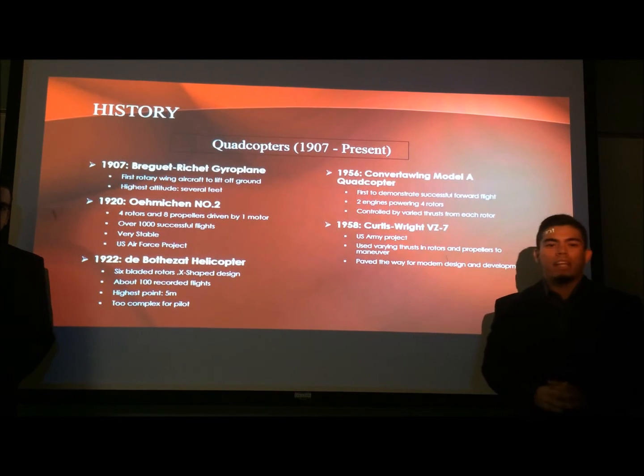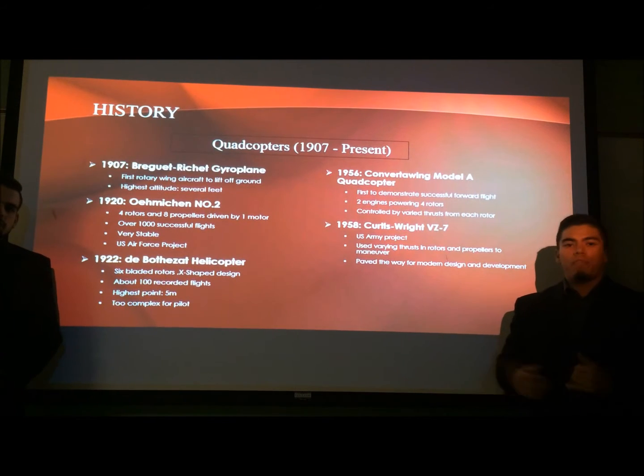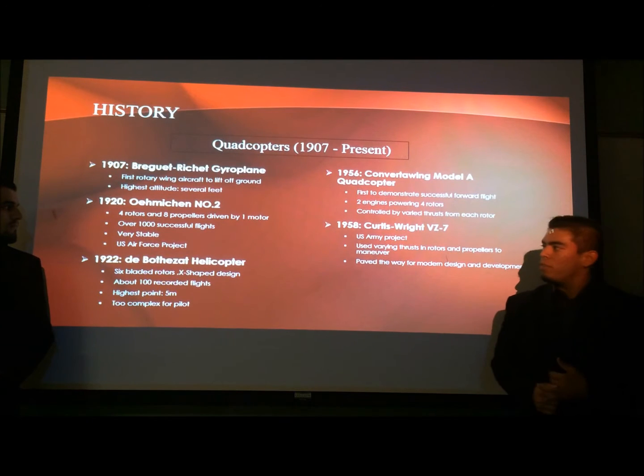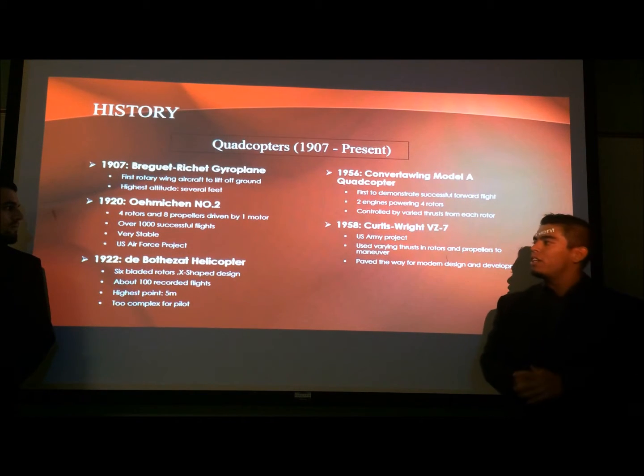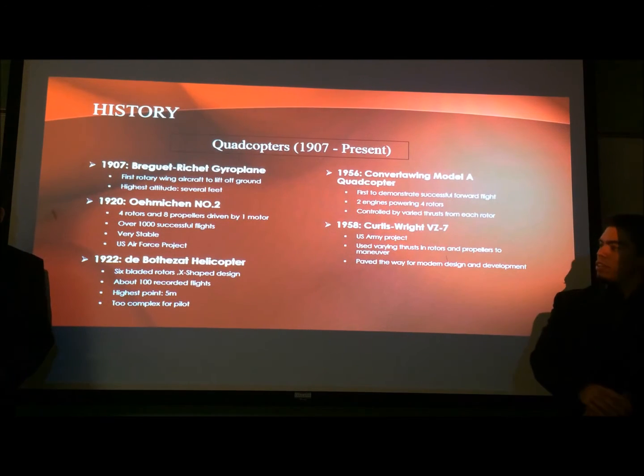A few years later, in 1920, the Oehmichen No. 2 was created. It had 4 rotors, 8 propellers driven by 1 motor. It had over 1,000 successful flights. It was a very stable aircraft, and the United States Air Force designed the project.